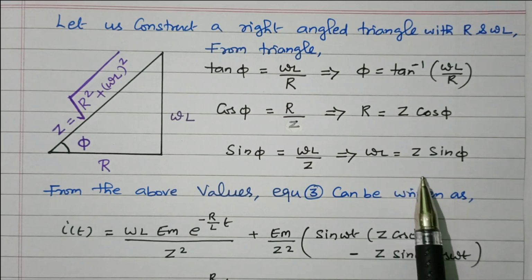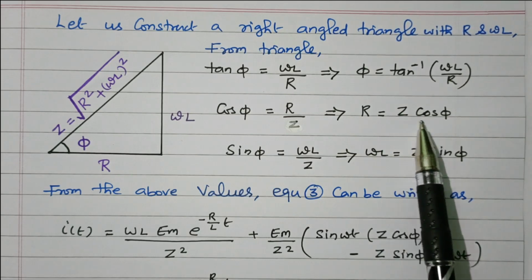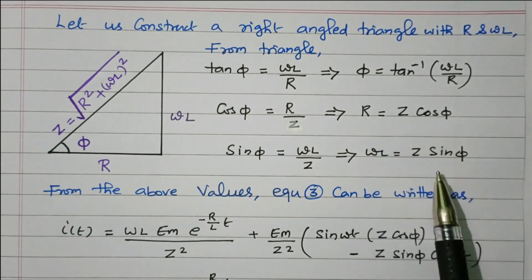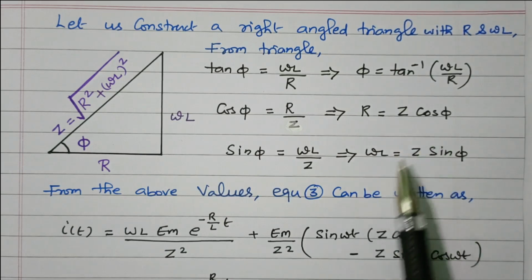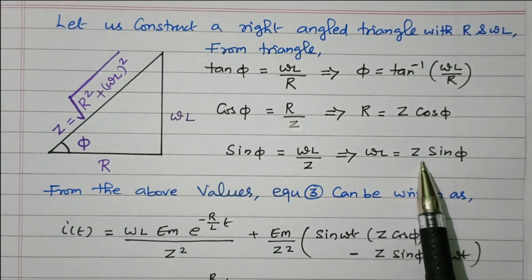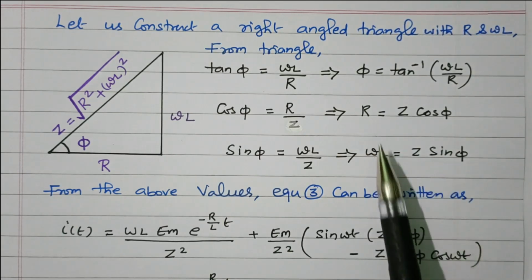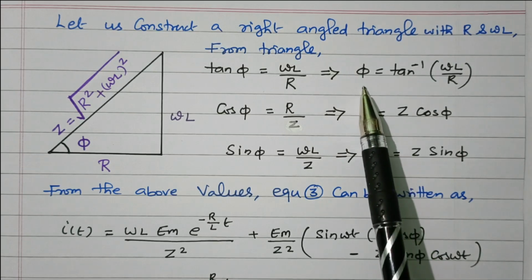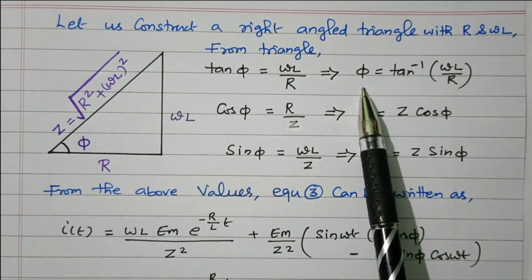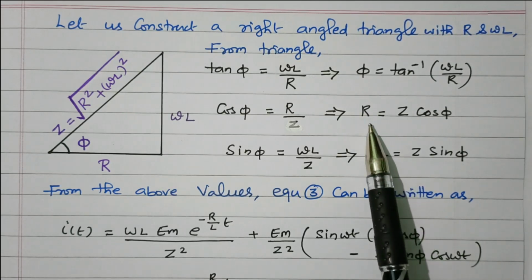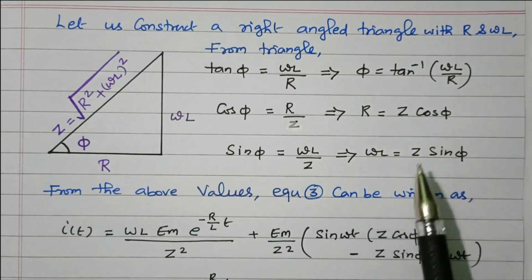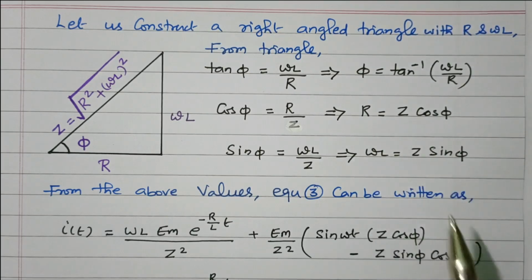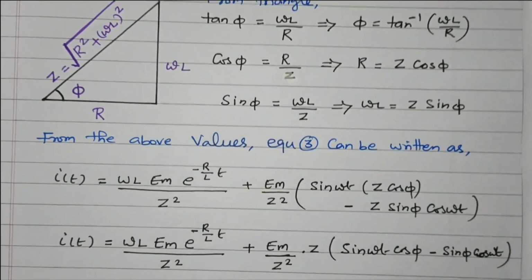So in the previous equation, where we got the final expression for i of t, R is replaced by Z cos phi, and similarly omega L is replaced by Z sin phi. That's why we are calculating these two values, right? And if needed we can also find the phi value, the angle. So in the previous equation we are going to replace R with Z cos phi and omega L with Z sin phi. Now we'll see the further simplification.